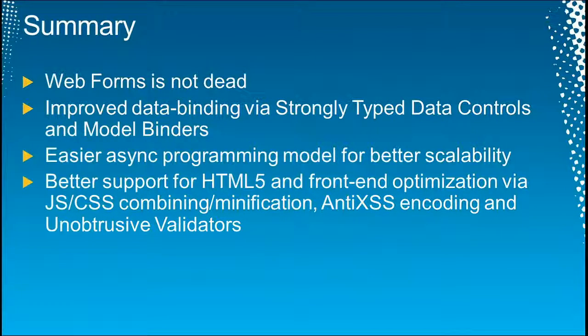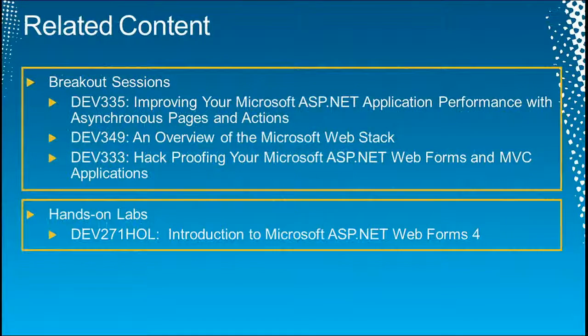Things like getting IntelliSense for those expressions inside HTML attributes now. You'll know today if you try to use a data binding expression or response writing expression inside an attribute, you get no IntelliSense. You will in the next version. Easier asynchronous programming model for better scalability if you're doing that type of coding. And also better support in our front-end work for HTML5, the anti-XSS work, and the JavaScript and CSS combination and unobtrusive validators.